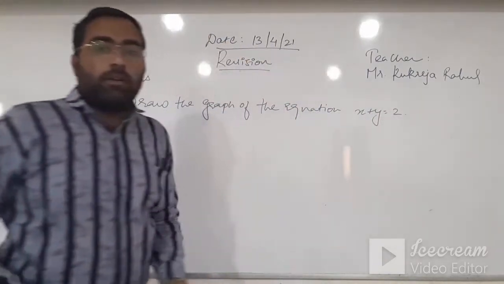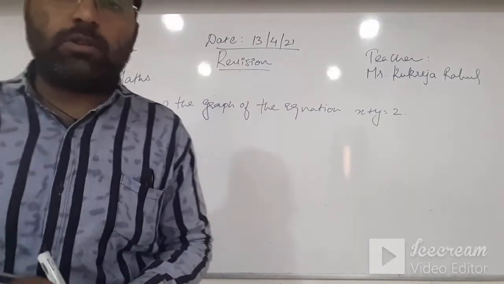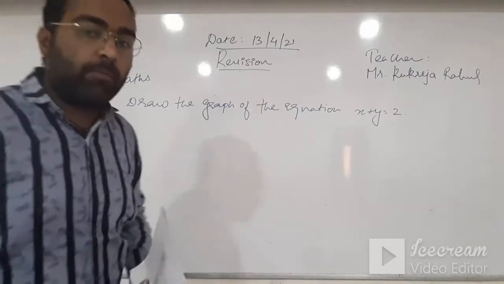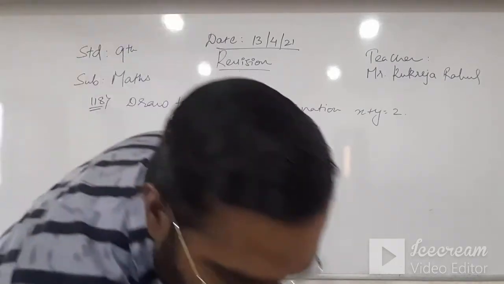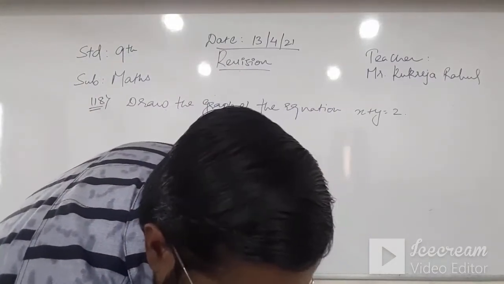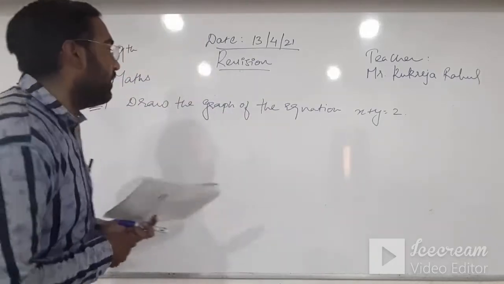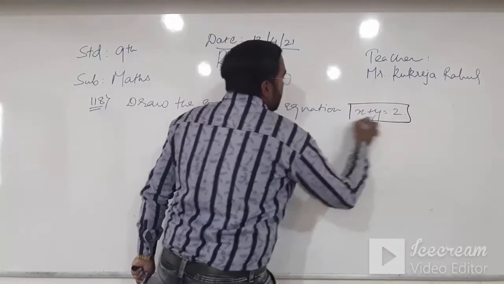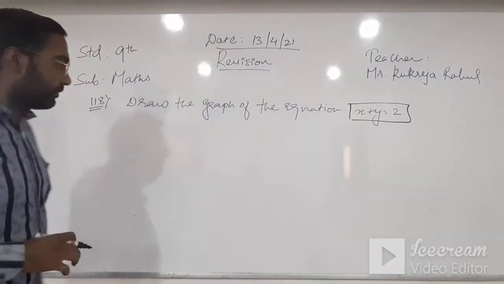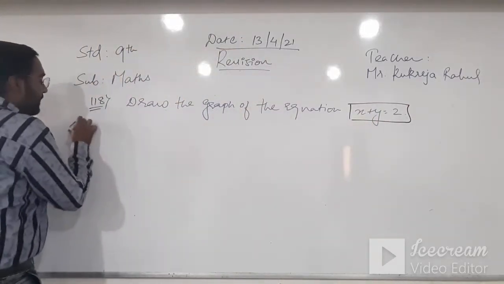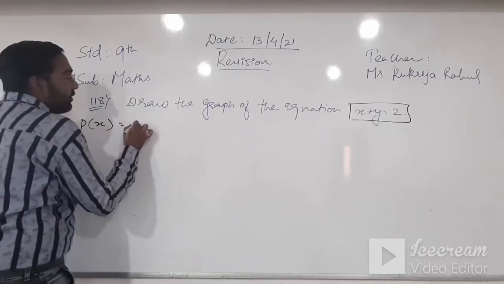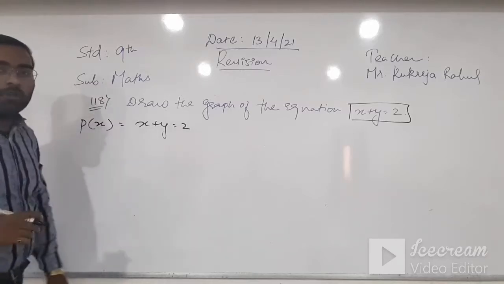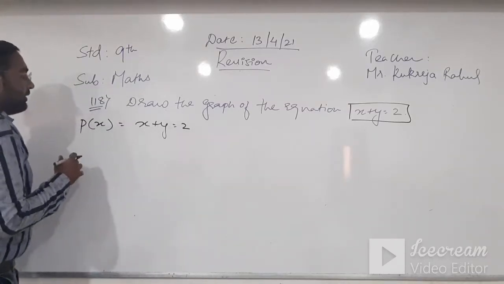Draw the graph of the equation x plus y is equal to 2. This is important from the exam point of view. Okay, so let's start. In this question, we have been given the equation x plus y is equal to 2. Clear? Now we are taking the value of x.